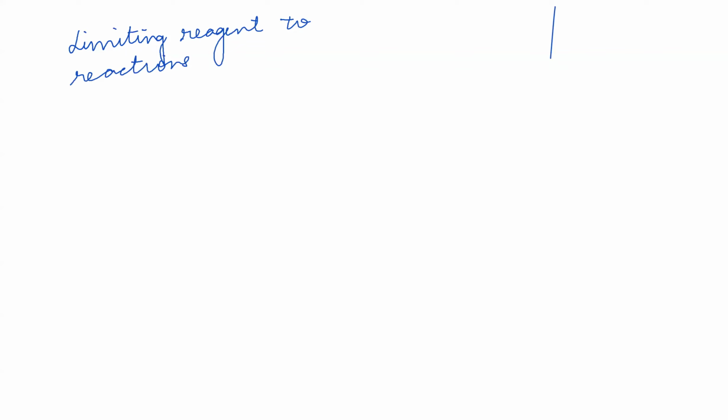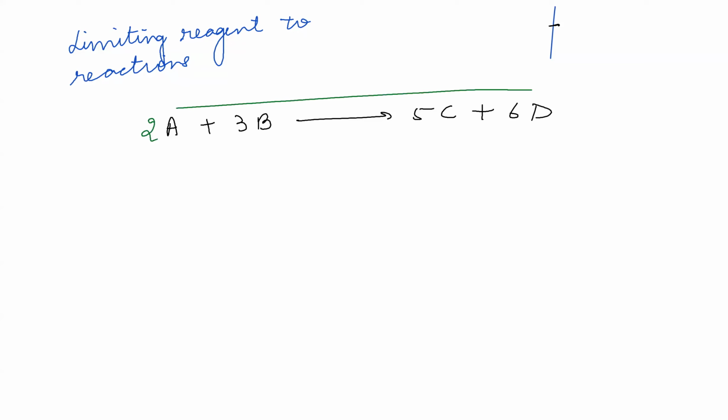So let's say A reacts with 3B to give me 5C plus 6D. Are we understanding? So if I'm giving you limiting reagents on this, A plus 3B gives me 5C plus 6D. So this is the equation. Now see, this is my standard recipe.